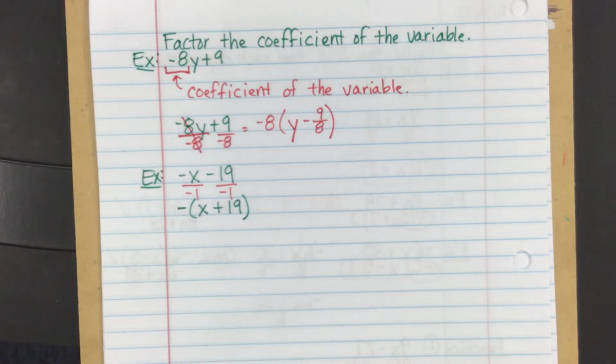So when you factor out a negative number, when there's just a negative out there, the coefficient of the variable is just a negative, and when you pull it out, it basically changes the sign of everything. So it becomes positive x and positive 19. Okay? Yes, ma'am.